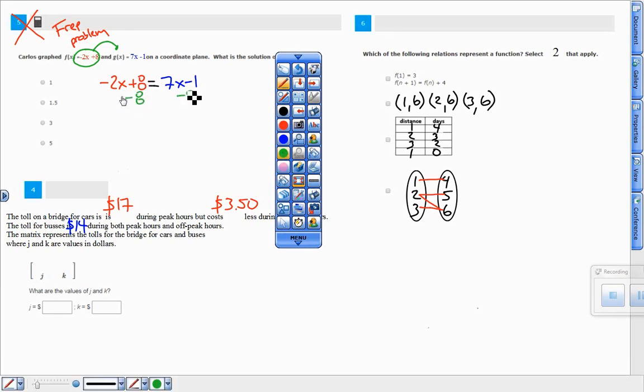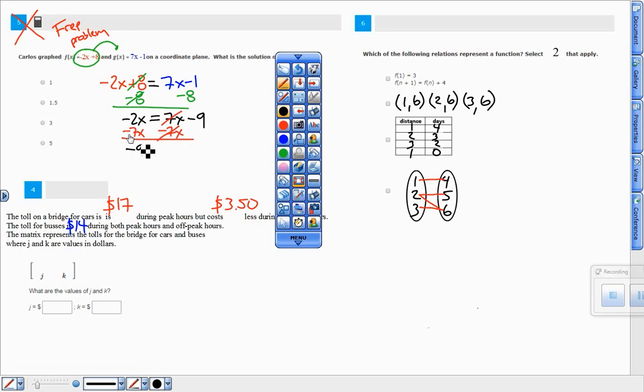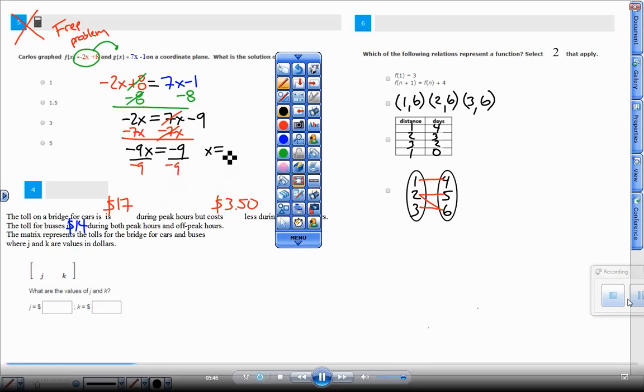Take away that 8 on both sides. Bring down the negative 2x. Bring down the 7x minus 9. Take away 7x on both sides. That gives me negative 9x equals negative 9. Divide both sides by negative 9, and that gives me x equals 1.